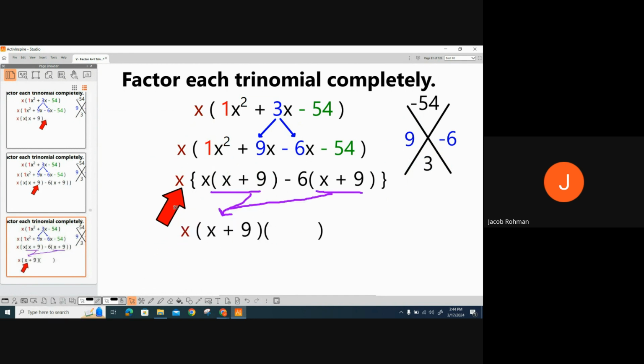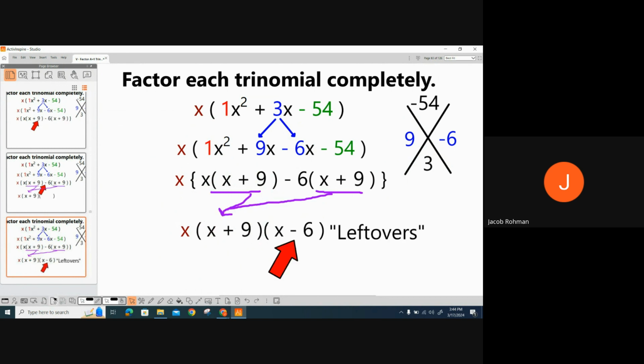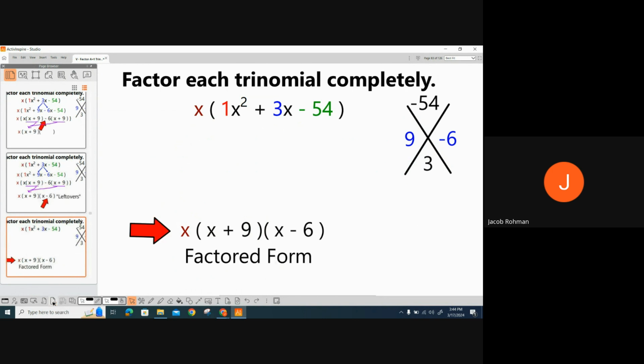And again, notice how the x here on the outside, that GCF is still following us downward. The common binomial x plus 9. And then in the second set of parentheses, we're going to put the leftovers of x and negative 6. So x minus 6 in the second parentheses. And now we can see that this expression is in factored form. Now this expression in factored form has 3 factors. It has x, a binomial of x plus 9, and then another binomial of x minus 6.